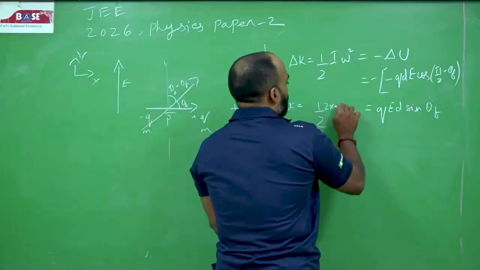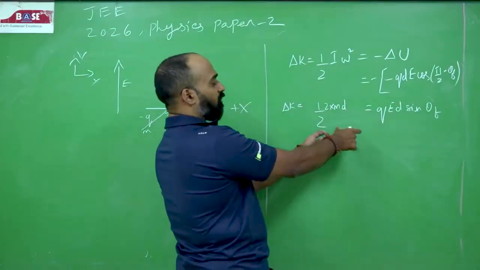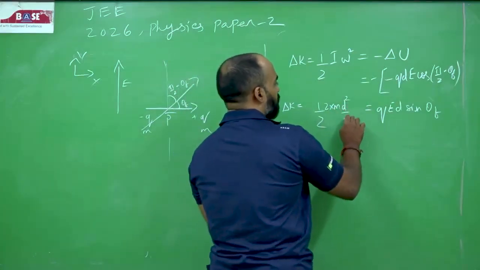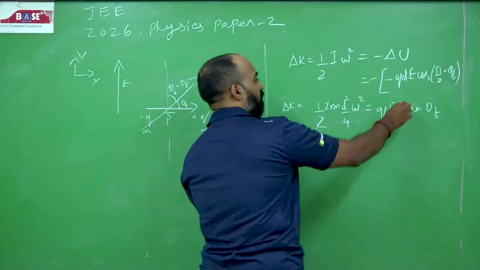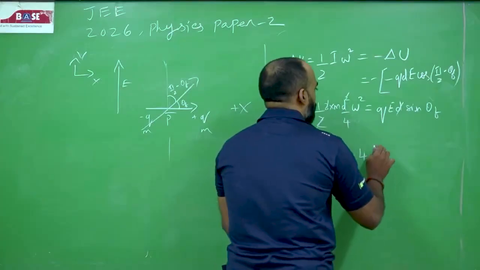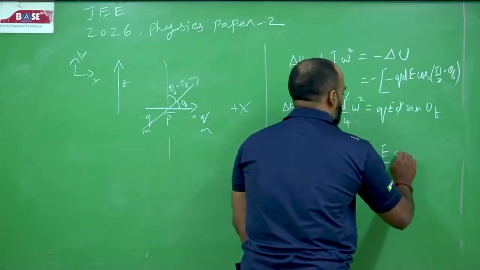Which is delta K, which is equal to half moment of inertia, 2 times m. The separation between them is d, so from the center of mass it will be d by 2 each. So d square by 4 and omega square. One of these d's cancels. You get omega square is 4 times QE by m d sine theta f.